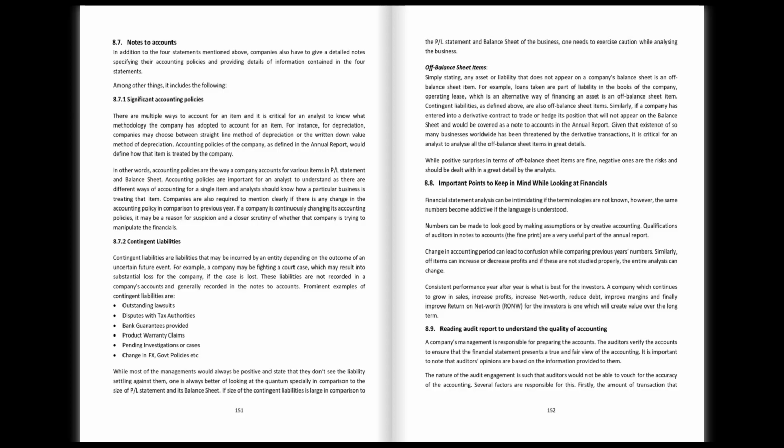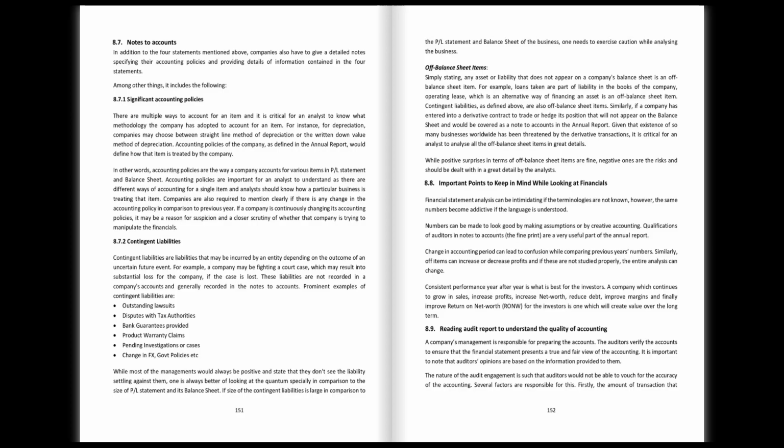Accounting policies of the company, as defined in the annual report, would define how that item is treated by the company. In other words, accounting policies are the way a company accounts for various items in the P&L statement and balance sheet. Accounting policies are important for an analyst to understand as there are different ways of accounting for a single item and analysts should know how a particular business is treating that item. Companies are also required to mention clearly if there is any change in the accounting policy in comparison to the previous year. If a company is continuously changing its accounting policies, it may be a reason for suspicion and a closer scrutiny of whether that company is trying to manipulate the financials.